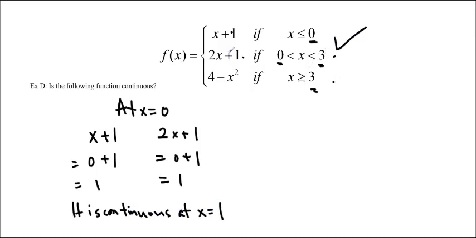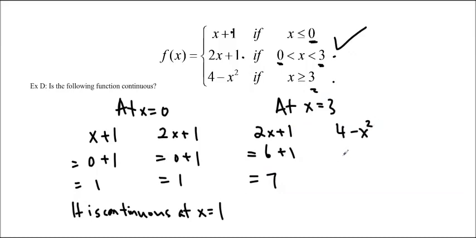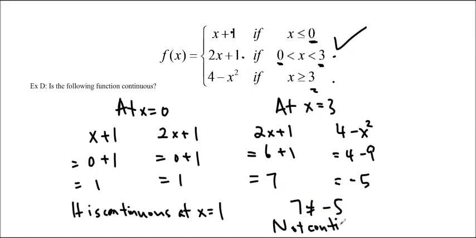So now we want to know where this and this meet, which is at x equals 3. So I'm going to check that point right there at x equals 3. So 2x plus 1 is equal to 6 plus 1 when x equals 3, because 2 times 3 is 6. And so that adds up to 7. And then we can check 4 minus x squared, which is 4 minus 9, and that is negative 5. So since they are not equal to each other, it is not continuous at x equals 3. And that is what we call a jump discontinuity.